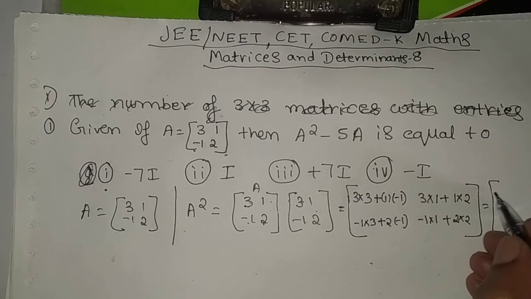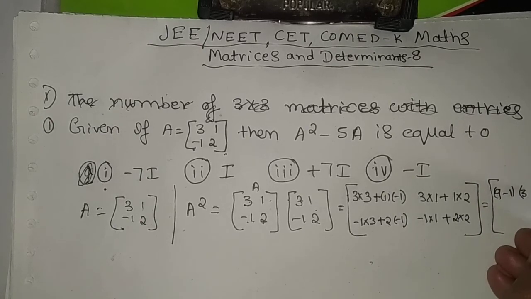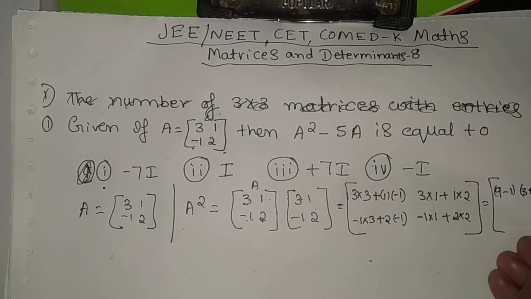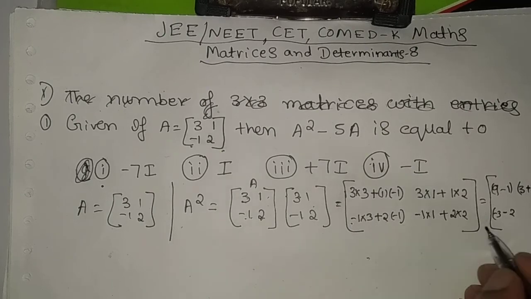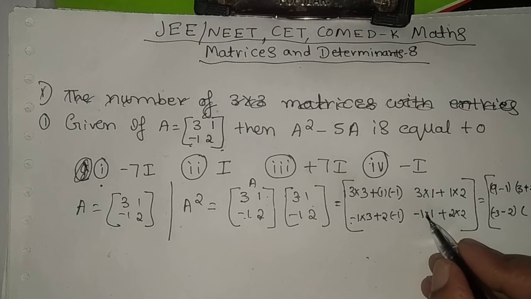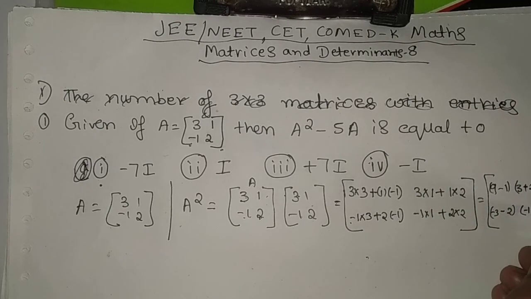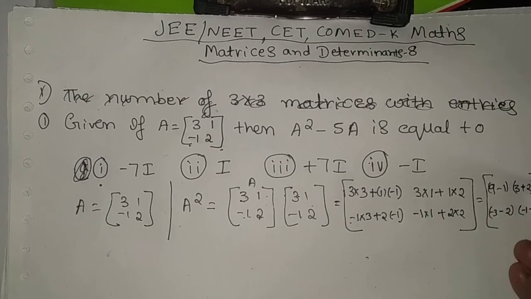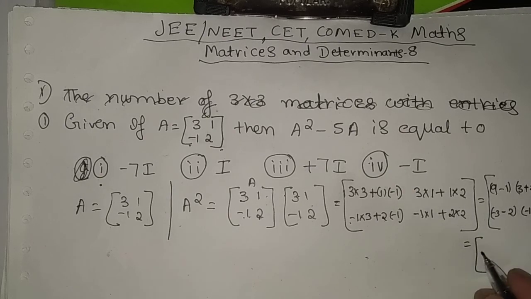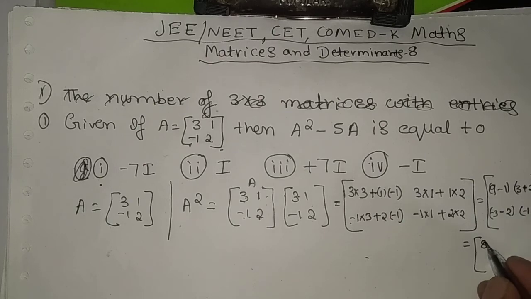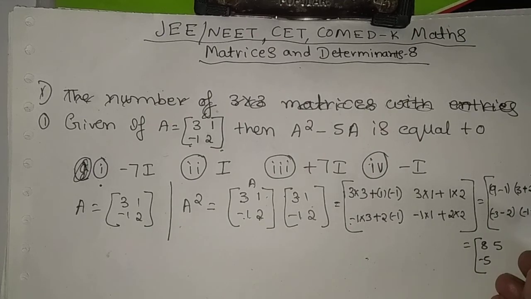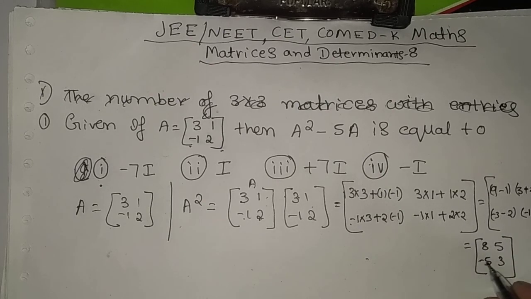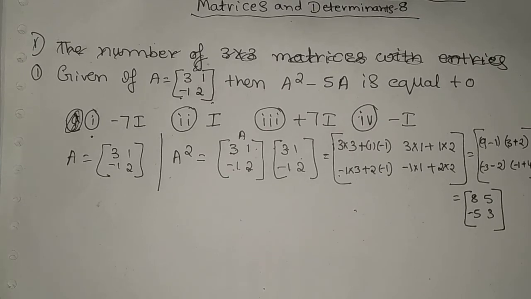3 threes are 9, so here we are getting 9 minus 1, that is 8. Then 3 plus 2 is 5. Then minus 3 minus 2 is minus 5. Then fourth, minus 1 plus 4 is 3. This is the matrix we get by multiplying A into A.